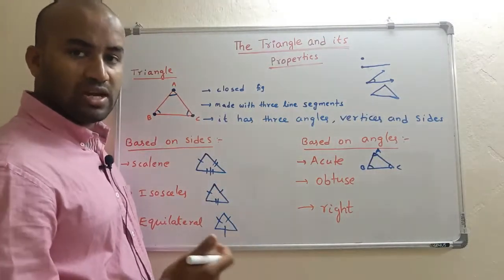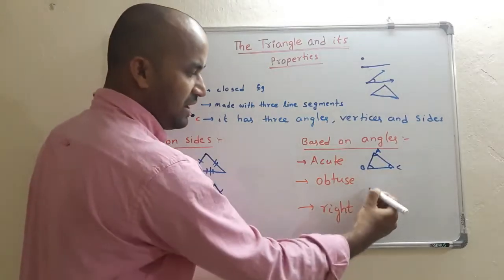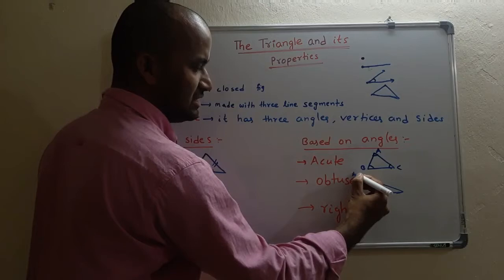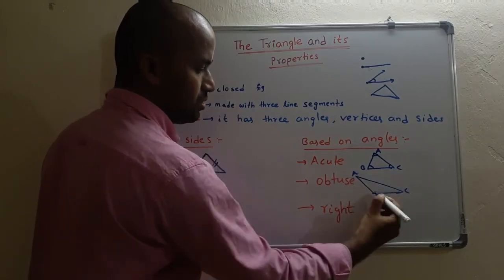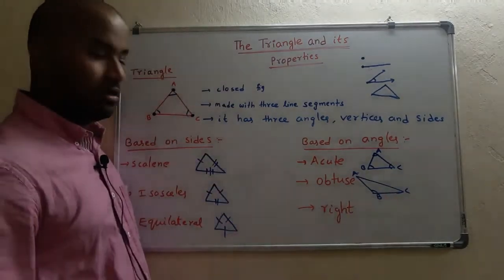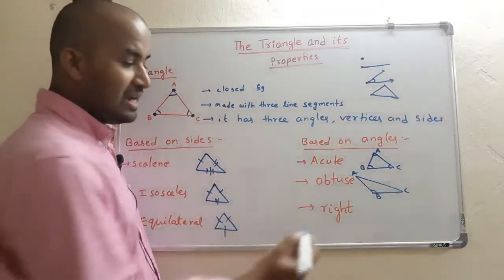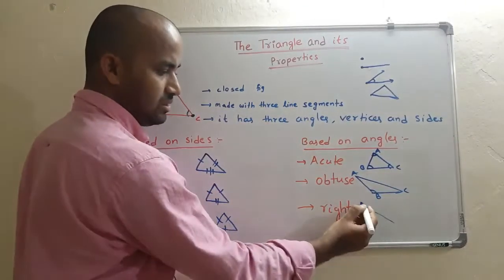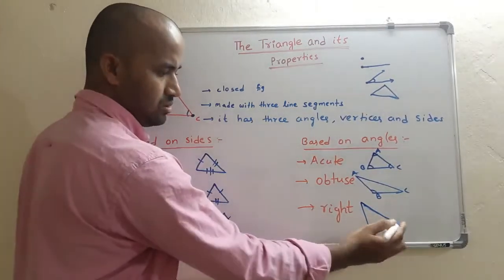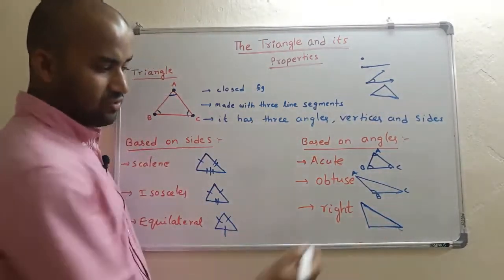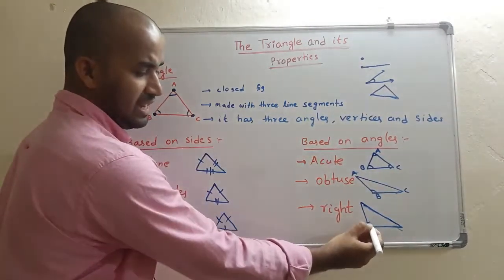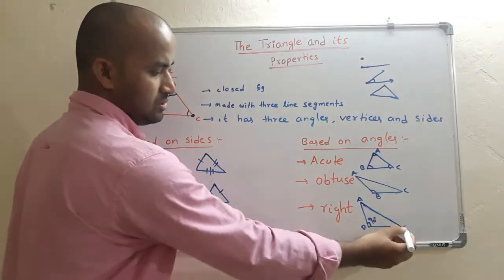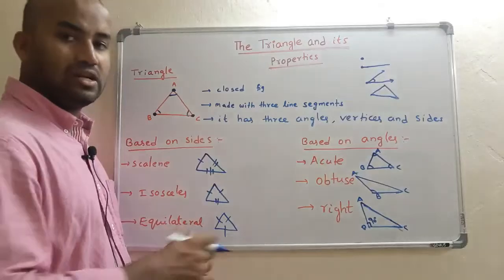What is meant by obtuse angle triangle? If one angle exceeds 90 degrees, then it is called an obtuse angle triangle. What is meant by right angle triangle? Out of three angles, one angle is 90. What is this symbol? Right angle means 90 degrees here. A, B, C. Out of three angles, one angle is 90 degrees means right angle triangle.